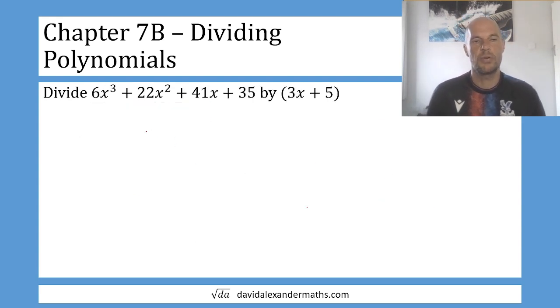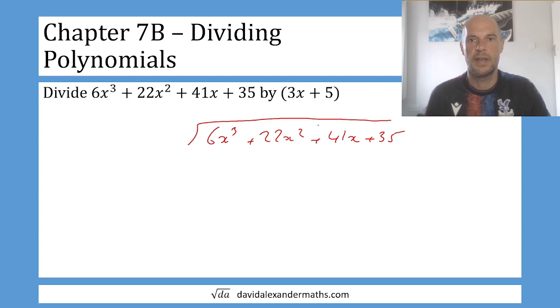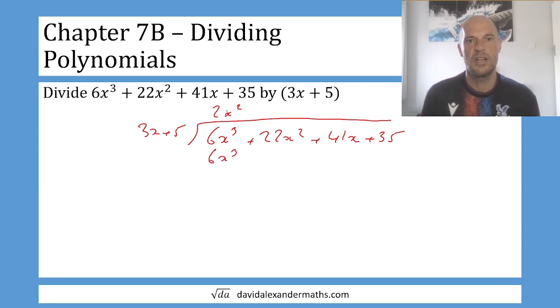Okay, so here's another example just with harder numbers. What we are dividing is 6x cubed plus 22x squared plus 41x plus 35, and we're dividing by 3x plus 5. Okay, what is 6x cubed divided by 3x? That is 2x squared. Let's multiply out. 2x squared times 3x is 6x cubed. 2x squared times 5 is 10x squared. Subtract, so that's 0x cubed and 12x squared.